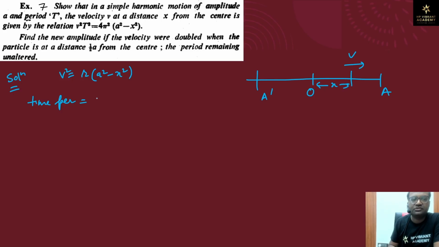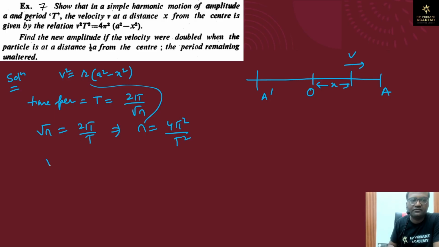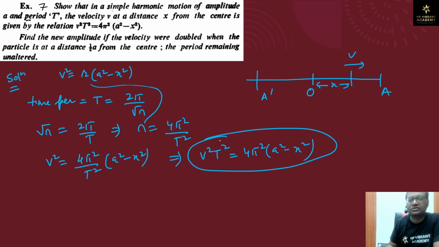And we have the time period T is equal to 2 pi upon root under mu. So from here root under mu is equal to 2 pi upon T, and mu is equal to 4 pi square upon T square. Let us place this here. So v square is equal to 4 pi square upon capital T square into a square minus x square. So v square T square is equal to 4 pi square into a square minus x square. This is the solution of the first part.